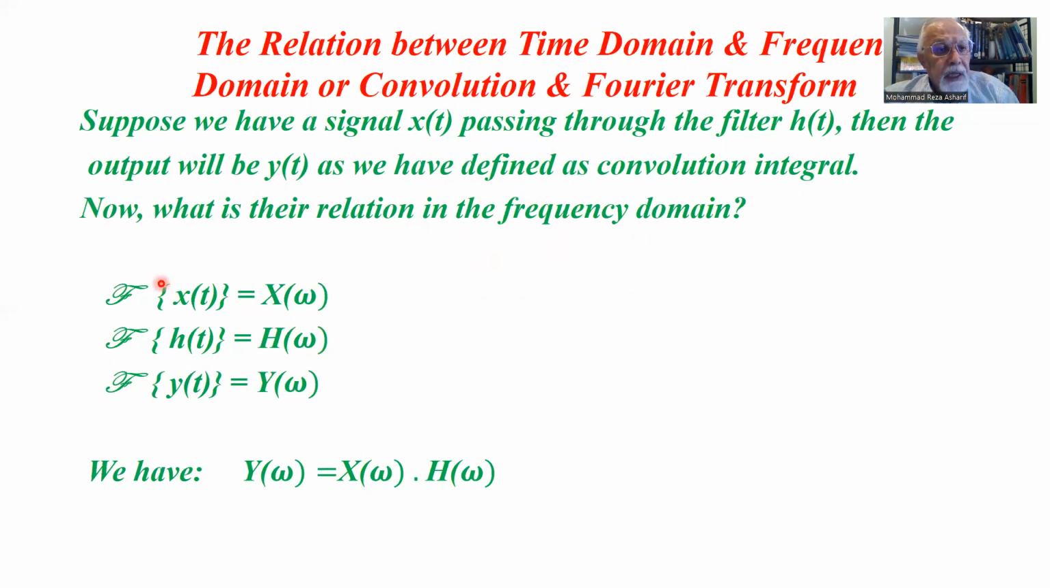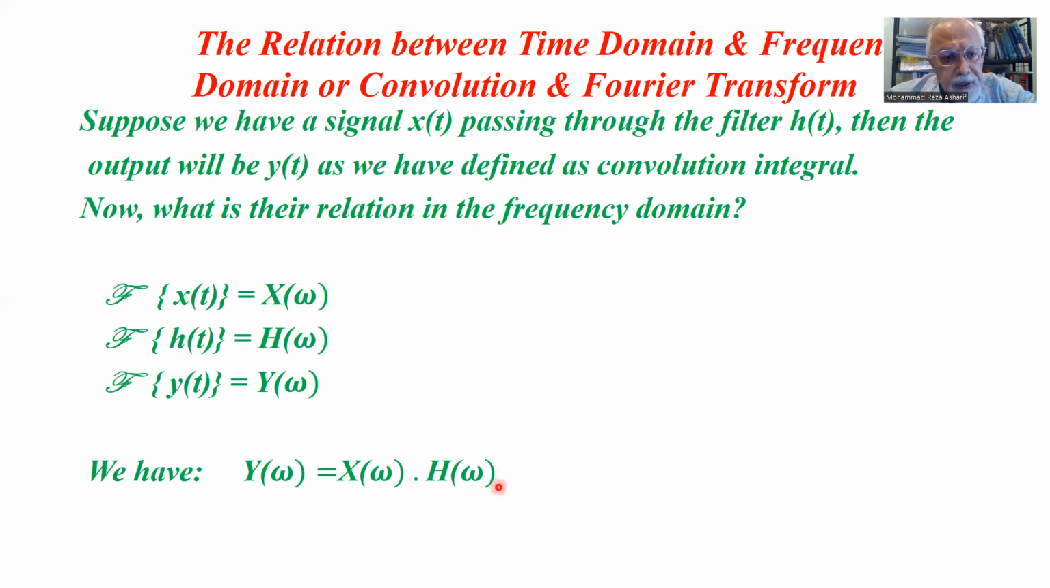This is our question. So let's define the Fourier transform as we explained before. The Fourier transform of x(t) is X(omega). h(t), the impulse response of the channel or filter, has transform H(omega), and the Fourier transform of the output y(t) is Y(omega). Now we can write that Y(omega), the Fourier transform of the output, is the multiplication of the input in the frequency domain and the impulse response in the frequency domain.